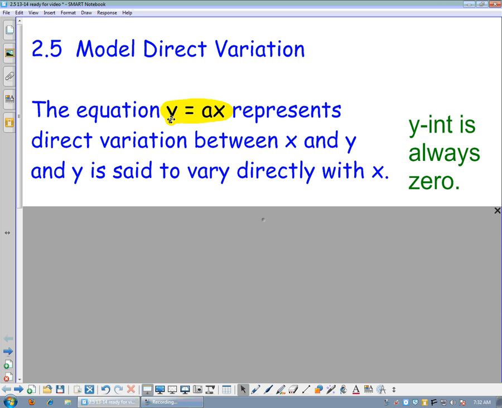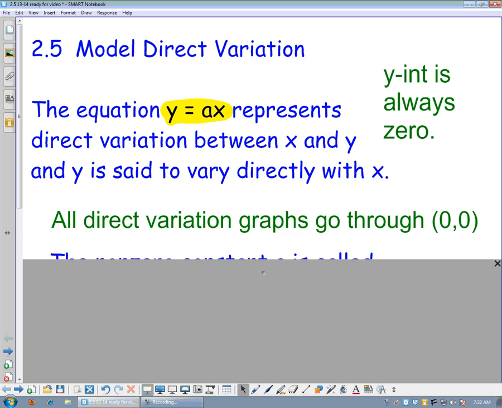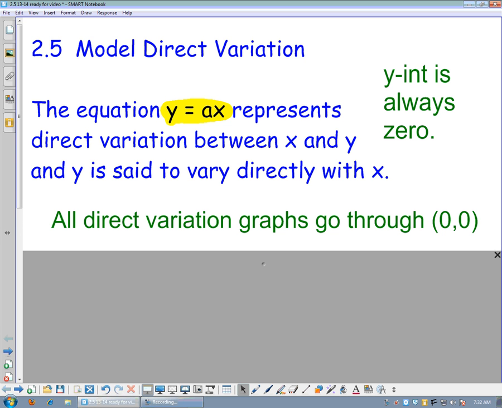Notice that the y-intercept is 0. It's not ax plus 3 or ax plus 2 or anything like that. It's just ax, so the y-intercept is always 0. That means that all direct variation graphs will go through 0, 0.